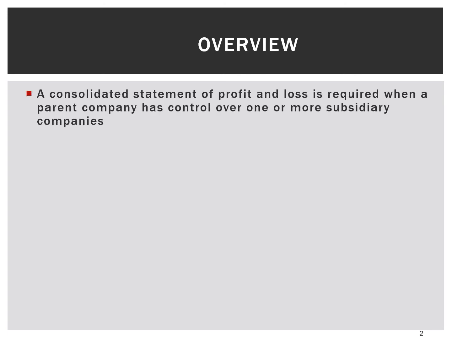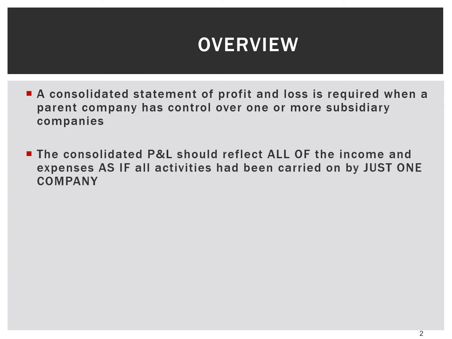Let's just remind ourselves then, we need to prepare a consolidated profit and loss account when we've got one company, the parent company, having control, and remember that's basically more than 50% of the issued shares, having control over one or more subsidiary companies. And that consolidated statement of profit and loss includes all of the income and all of the expenses of those companies, as if everything had been carried on by just one company.